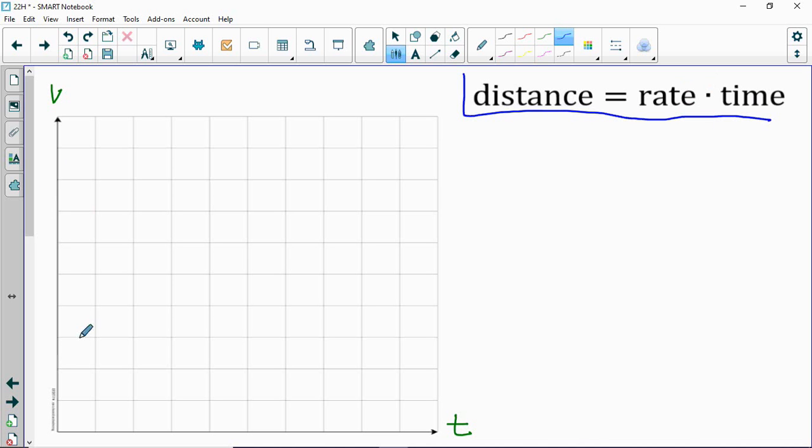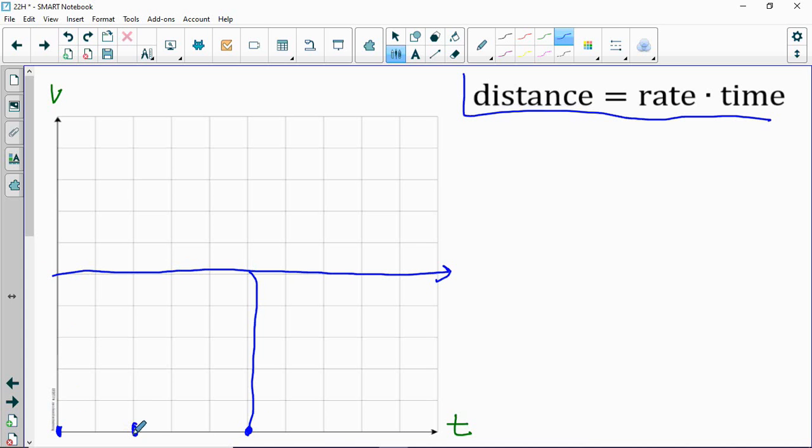Now my y-axis is velocity, so a constant rate of change in this case is going to be a horizontal line. And now if I start moving at time 0 and I continue moving until whatever time this happens to be, if I want to find out the distance that I've covered in that amount of time, I just take the rate, my speed, multiplied by the amount of time that I was moving, and I would get the distance traveled, which in this case would be the area underneath this curve.